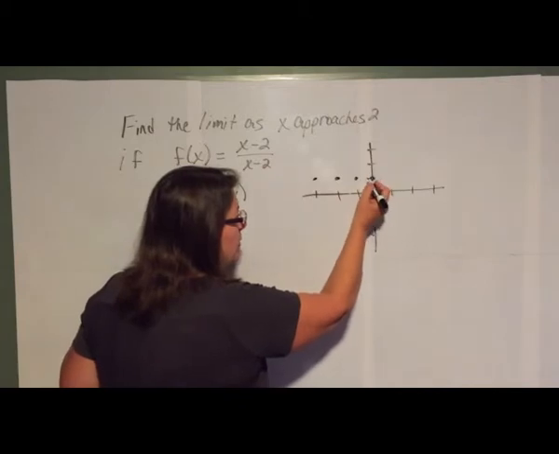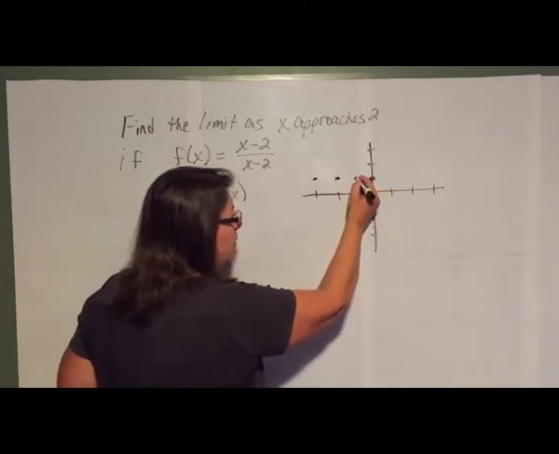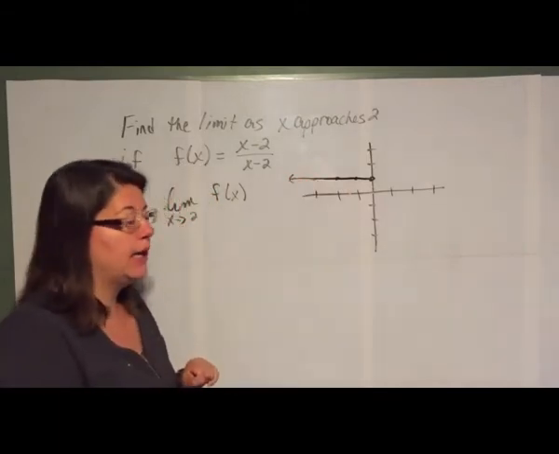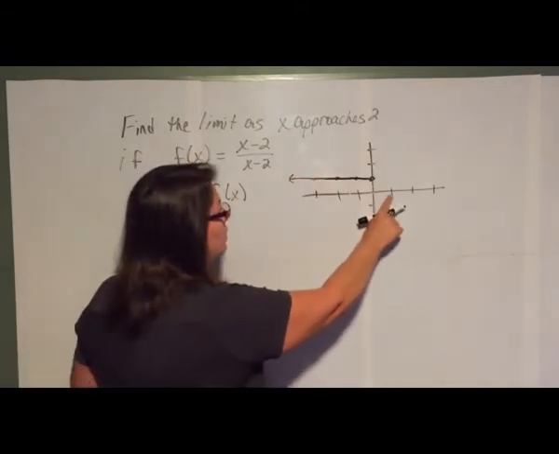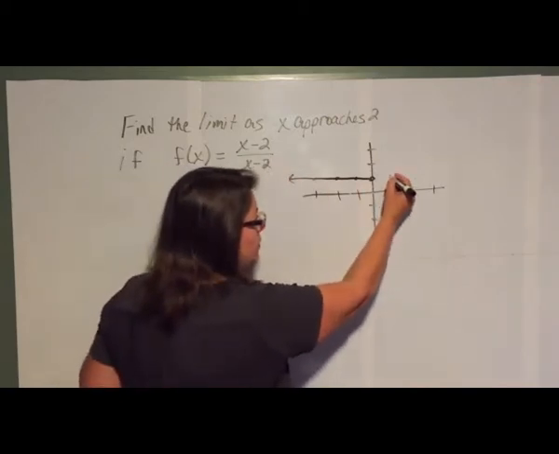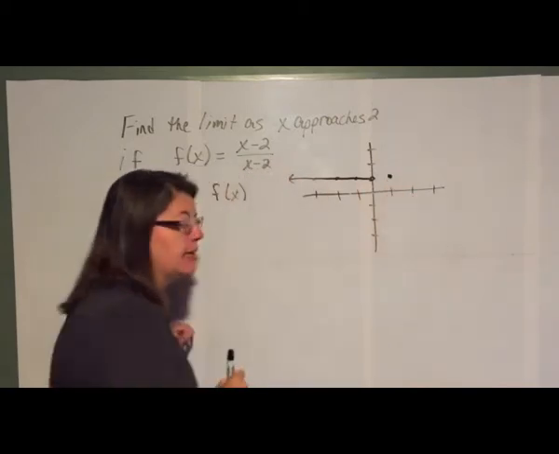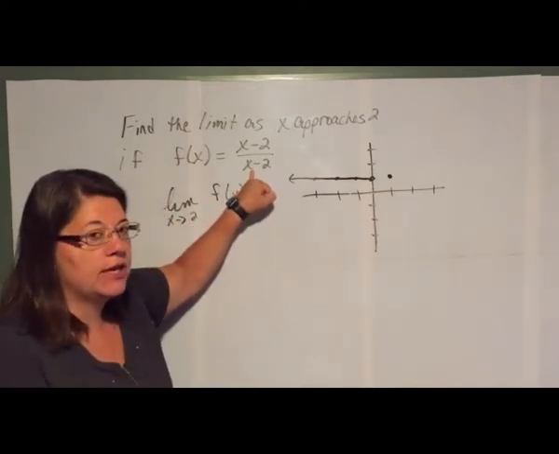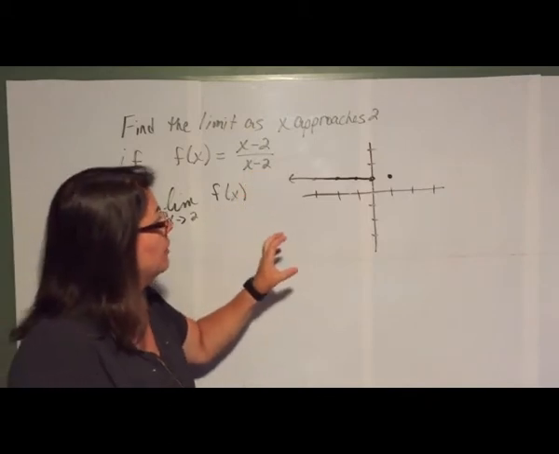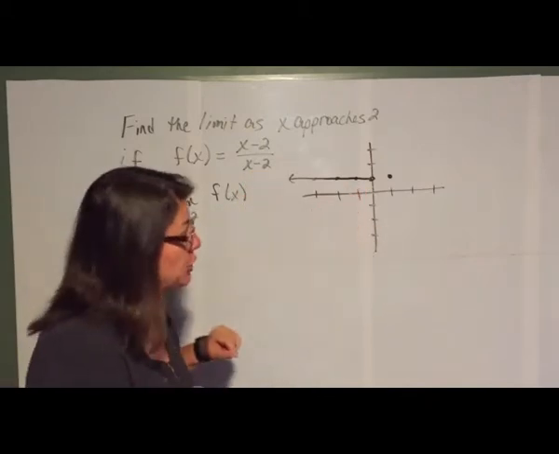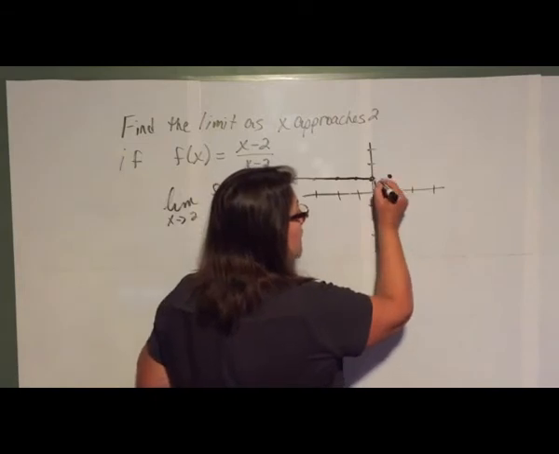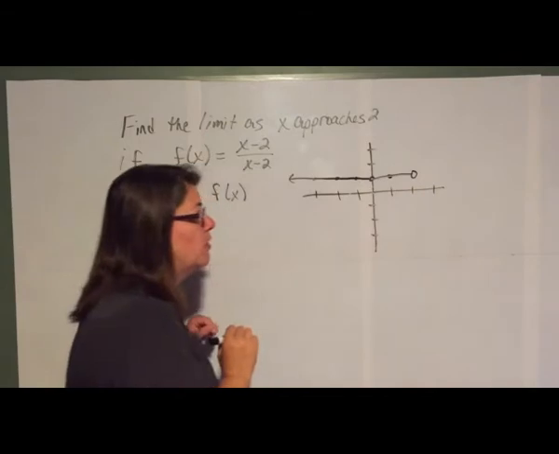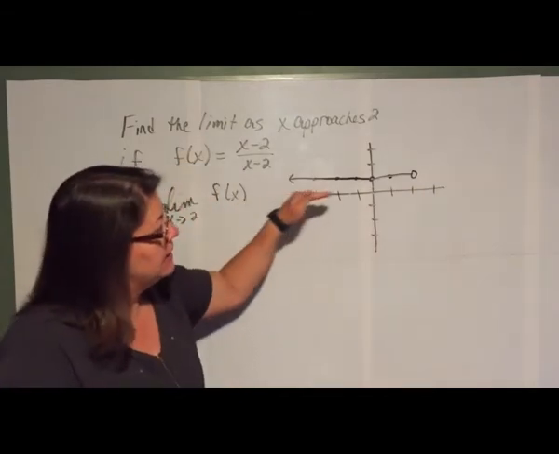So it looks like this function, as we move that direction, all of the ordered pairs are going to be at 1. If we plug 1 in, we get -1 over -1, which is still 1. If we plug 2 in, this is the big thing here. Plugging 2 in is what gave us the indeterminate form. So there's no way for us to tell what that graph is doing at 2. But we do know that everything to the left of 2 is at 1.